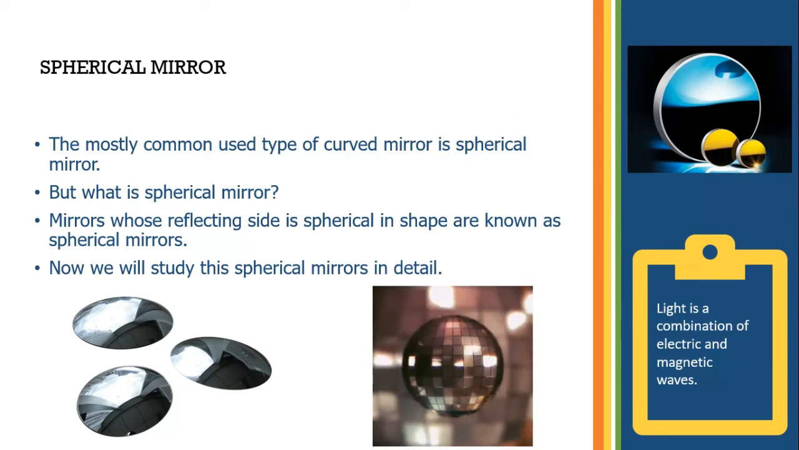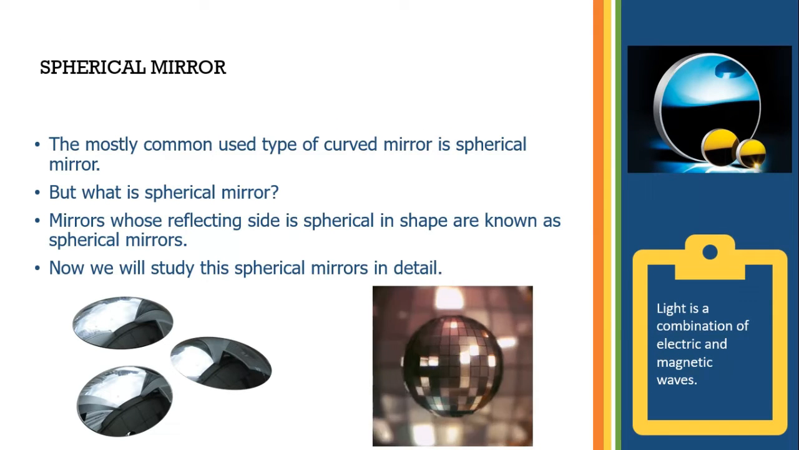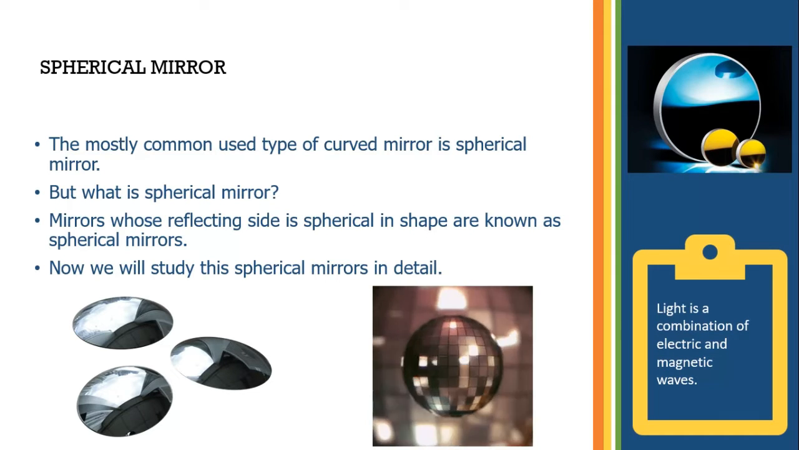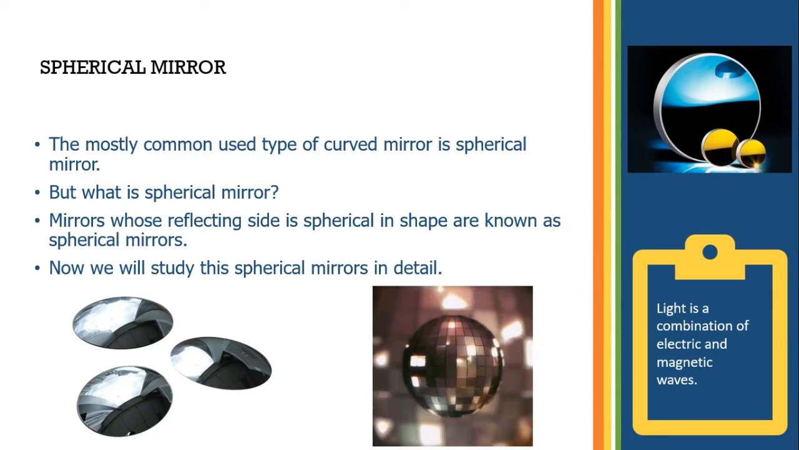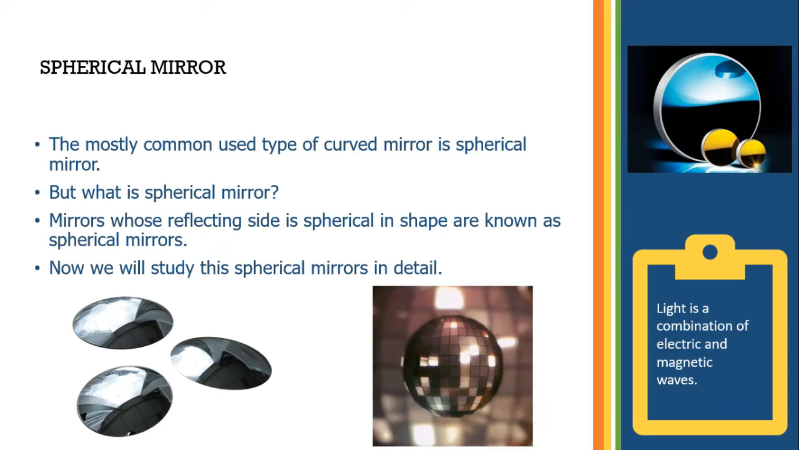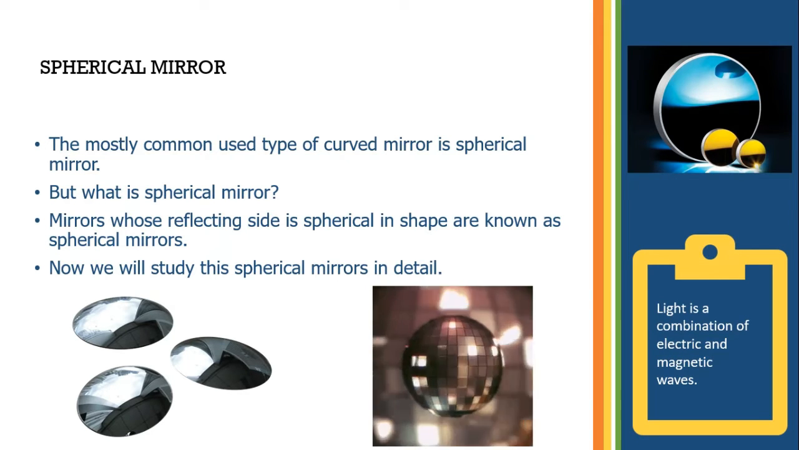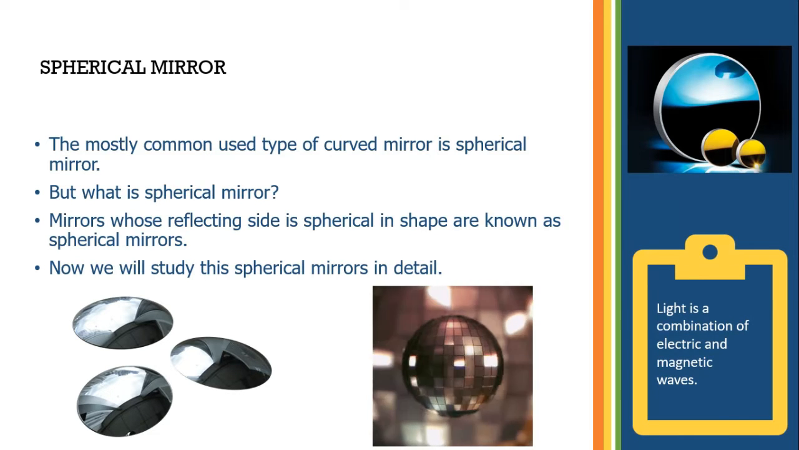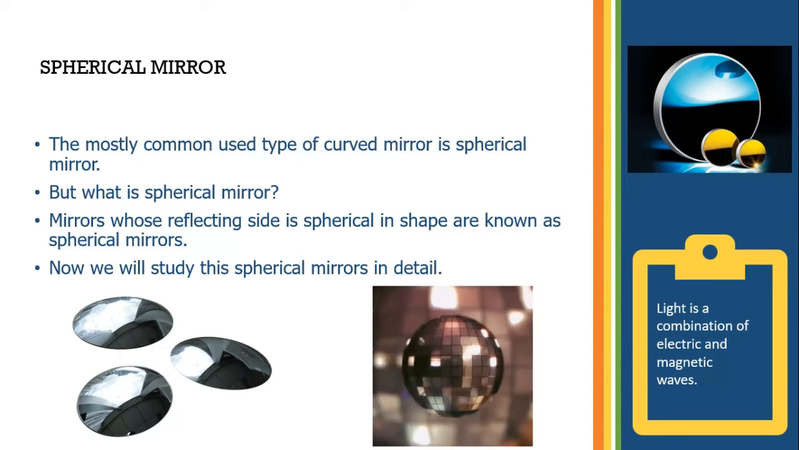Now we will discuss spherical mirrors in detail. Before that, we can take one example of a disco ball. You can see in the image, the disco ball has small mirrors on its surface. They are all spherical mirrors. They reflect the light all over the club, and you can enjoy the lighting due to this disco ball. I hope you understood how spherical mirrors work.